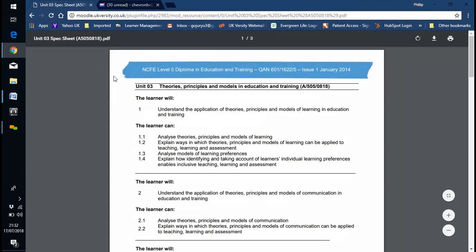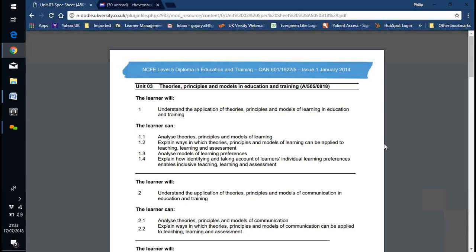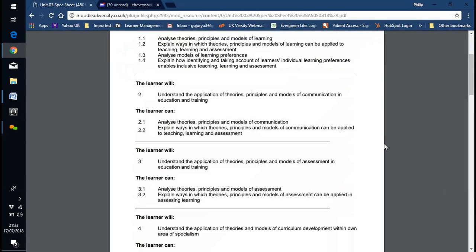Right. Theories, principles and models in education and training. Understand the application of theories, principles. So analyse theories, principles and models of learning. So this is a pure theoretical unit. There's very little practical work in this at all. It's reading and writing basically. So I better start reading and writing now then, isn't it?